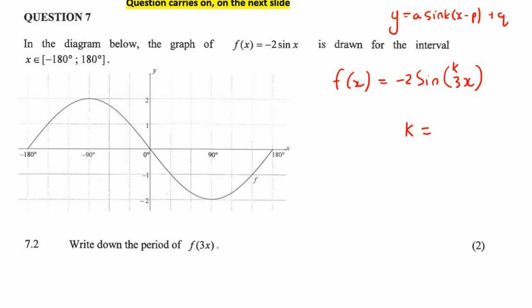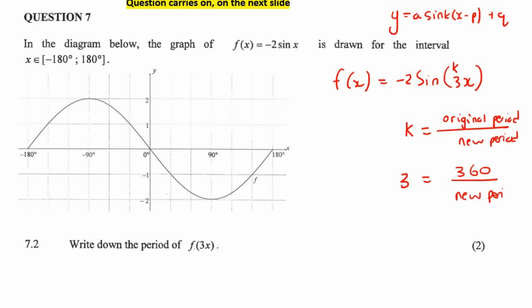K goes like this: original period over the new period. Okay, so if k is equal to 3, what is the original period for a normal sin graph? Well, that's normally 360, right? And then this is the new period. So if you had to get the new period by itself, you're going to end up with 360 divided by 3, and that's going to give you 120. And so this answer is 120 degrees.